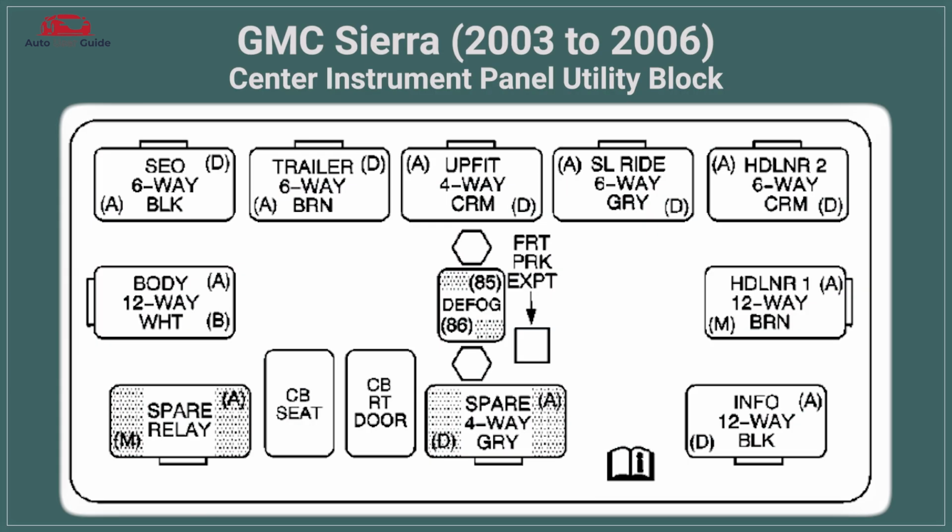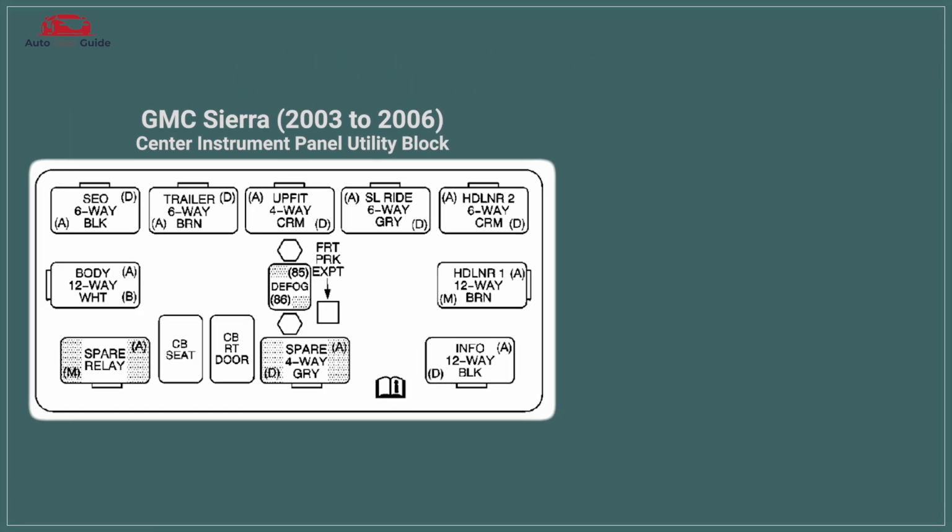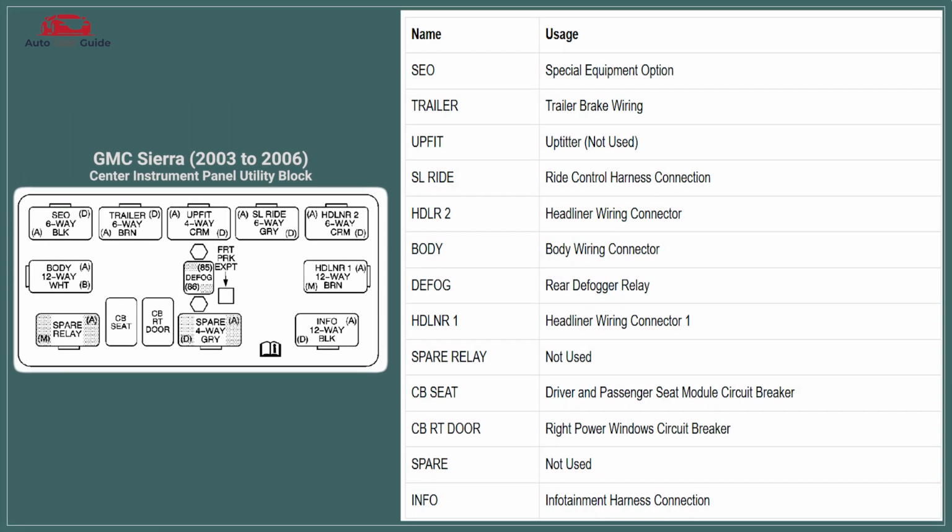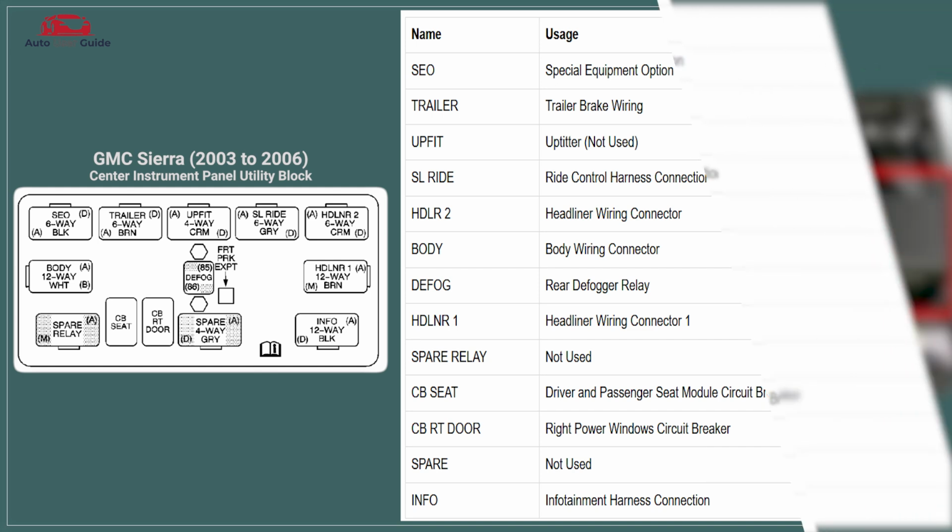The center instrument panel utility block in 2003 to 2006 GMC Sierra distributes power to multiple interior and accessory systems. It controls components like four-wheel drive, airbags, audio warning chimes, and other dashboard-related electronics.